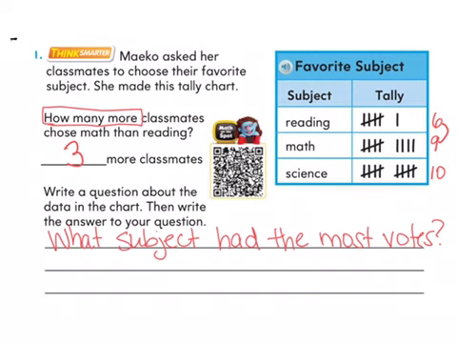Because it says, write your answers to your question. We can see science had the most votes. So our answer is science. All right, now you should be able to go do 10.1 PMT on your HMH player.